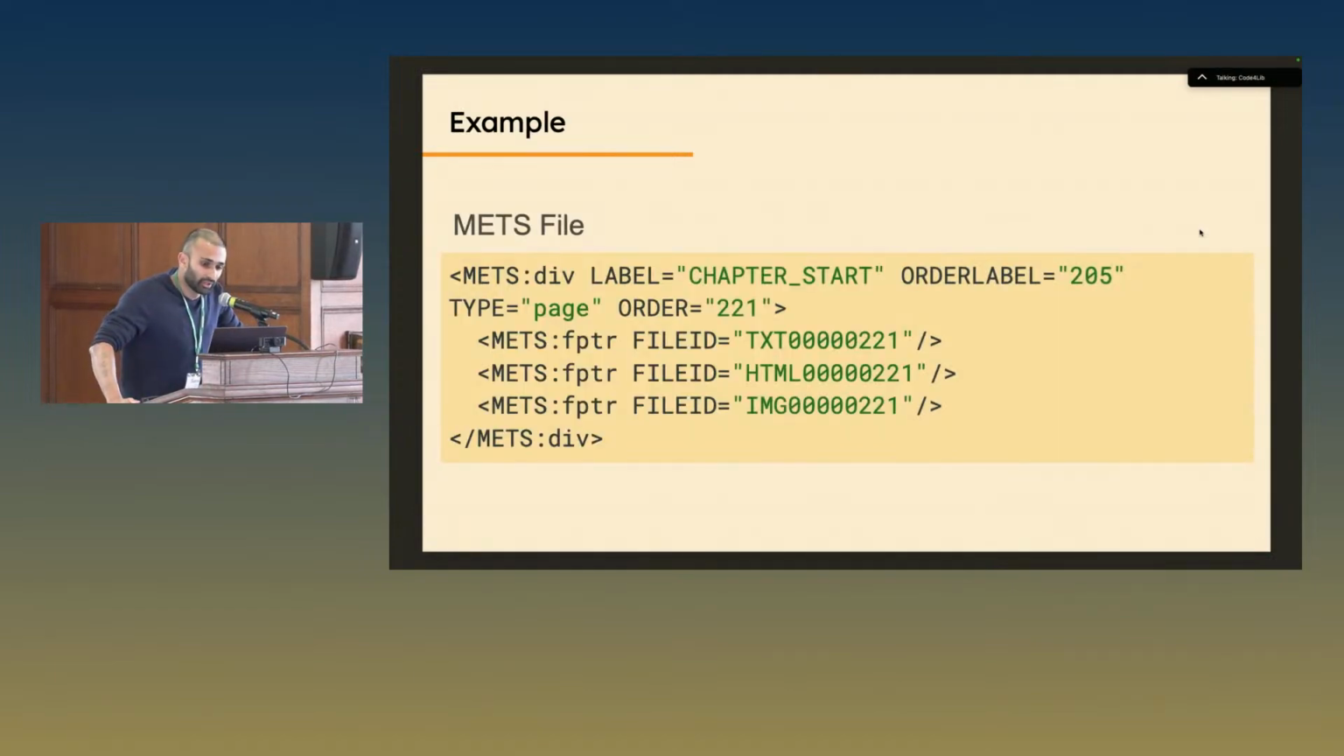And this is an example of what the metadata looks like. So this is the METS file. This is an entry for a single page on the file. You can see it has a label corresponding to some structural information. This is the start of a chapter. We have the order label, which corresponds to the semantic page number, and then the corresponding files. So an image file for this image scan, an HTML or XML file for the OCR data.